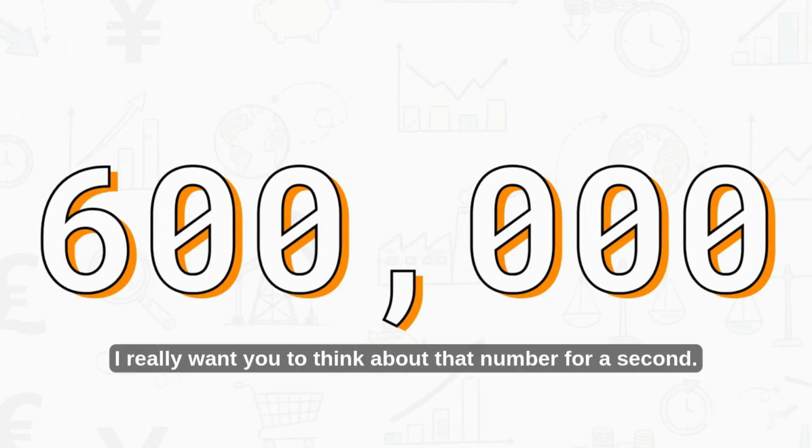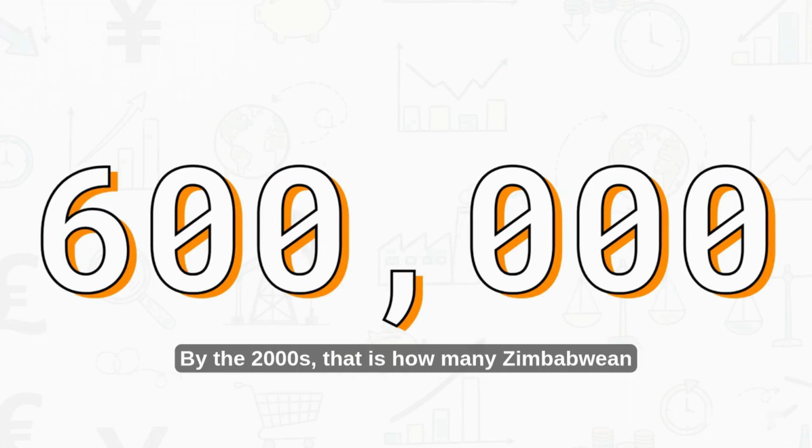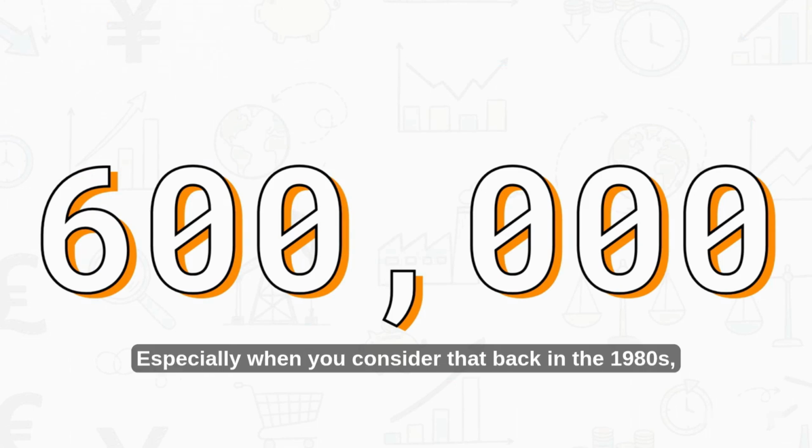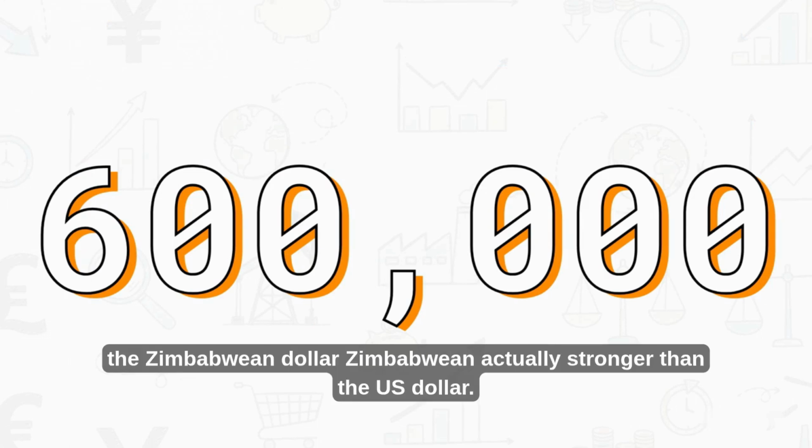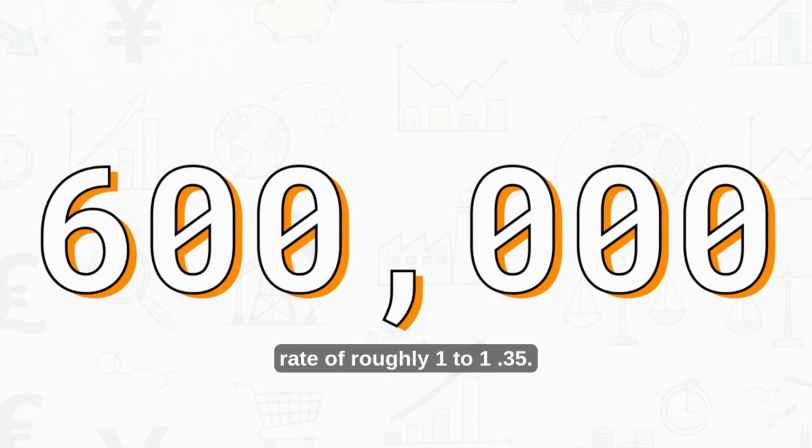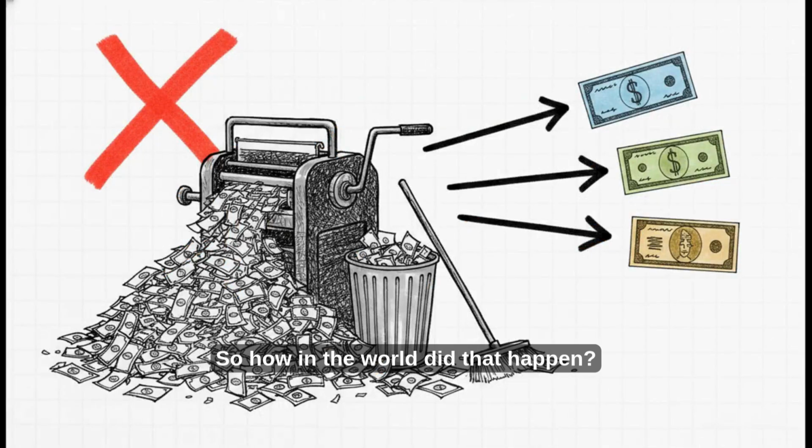600,000. I really want you to think about that number for a second. By the 2000s, that is how many Zimbabwean dollars it took to equal just one single US dollar. It is a staggering, frankly tragic fall, especially when you consider that back in the 1980s, the Zimbabwean dollar was actually stronger than the US dollar. It was sitting at a totally respectable exchange rate of roughly 1 to 1.35. So how in the world did that happen?